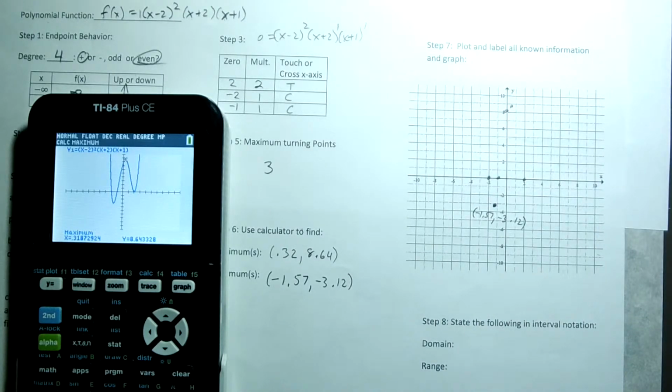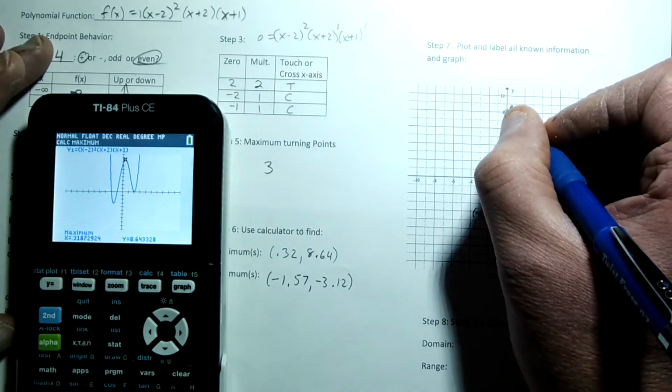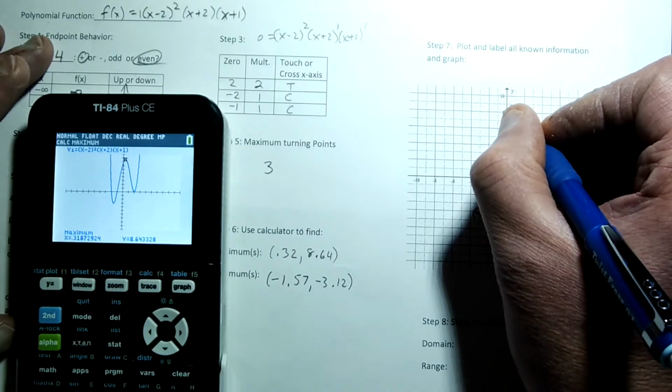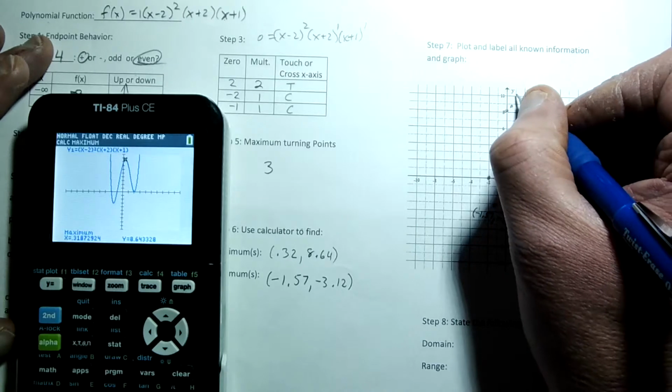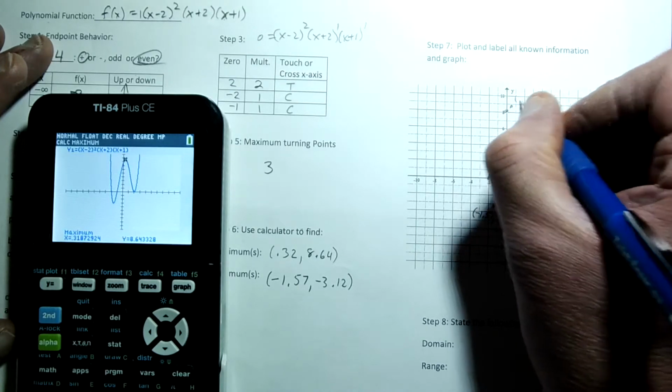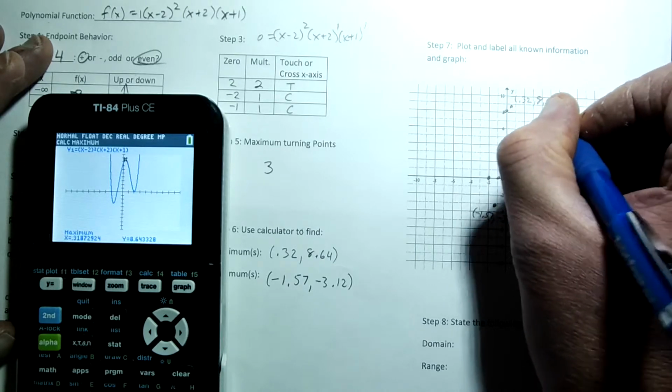Okay, so that's going to be enough for me to have the guide to be able to go ahead and graph this. And let me plot this. Let me put the coordinates on this point. That's going to be 0.32, and 8.64.